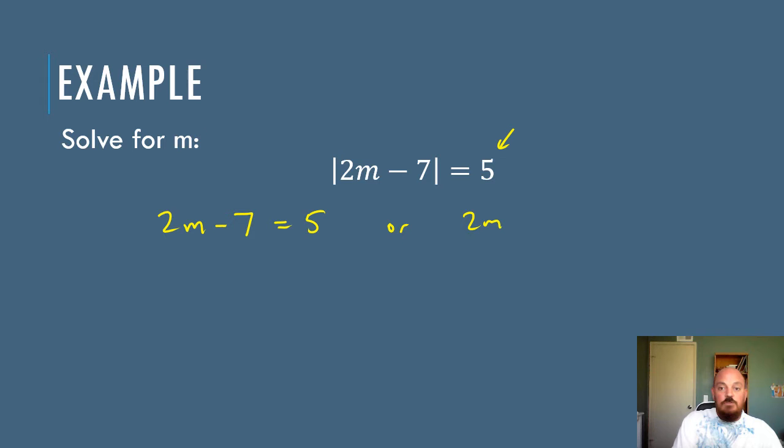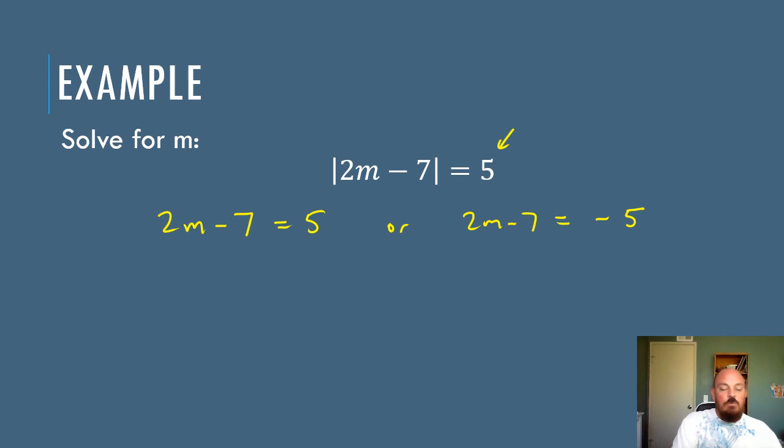Or the 2m − 7 could have been the negative version of that number, and then the absolute value is why it turned into a positive 5. So it also could have been negative 5. Now, if you solve each of those two equations, you're going to end up with the two answers to this question. Absolute value equations have two answers. So let's start with the first one.